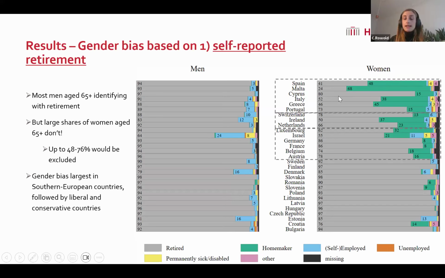We also see really clear country patterns here, so the gender bias really differs across countries. We see the largest share of women that would be excluded in Southern European countries, followed by liberal and conservative countries, whereas this is almost not at all a problem, or to a much lower extent a problem, in Nordic or social-democratic and post-socialist countries. This is really in line with the level of gendered life courses that we know from literature.